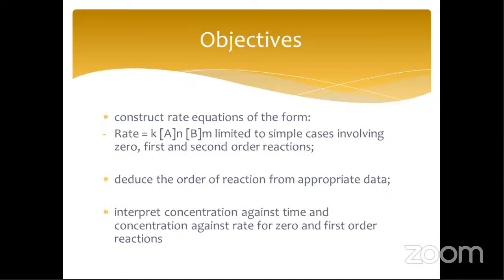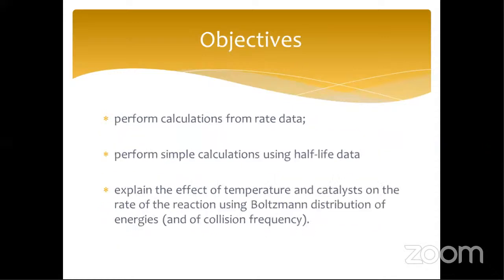We are going to deduce the order of reactions from appropriate data, interpret concentration against time and concentration against rate graphs for zero and first order reactions, perform calculations from rate data, perform simple calculations using half-life data, and explain the effect of temperature and catalyst on the rate of the reaction using Boltzmann distribution of energies and collision frequency.